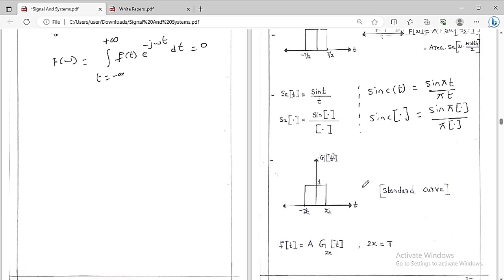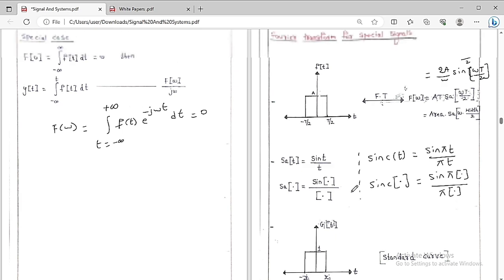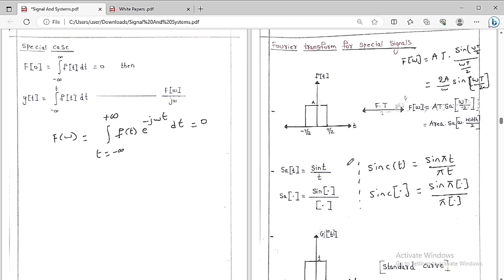So what is the standard curve? It is the standard rectangular pulse curve. It has a width of 2x and its amplitude is always equal to 1. If you want to write f of t in terms of g of t, f of t is equal to a into g 2x of t. This width and this width, both widths should be equal. Then only they are going to become the same. Therefore, 2x is equal to t.